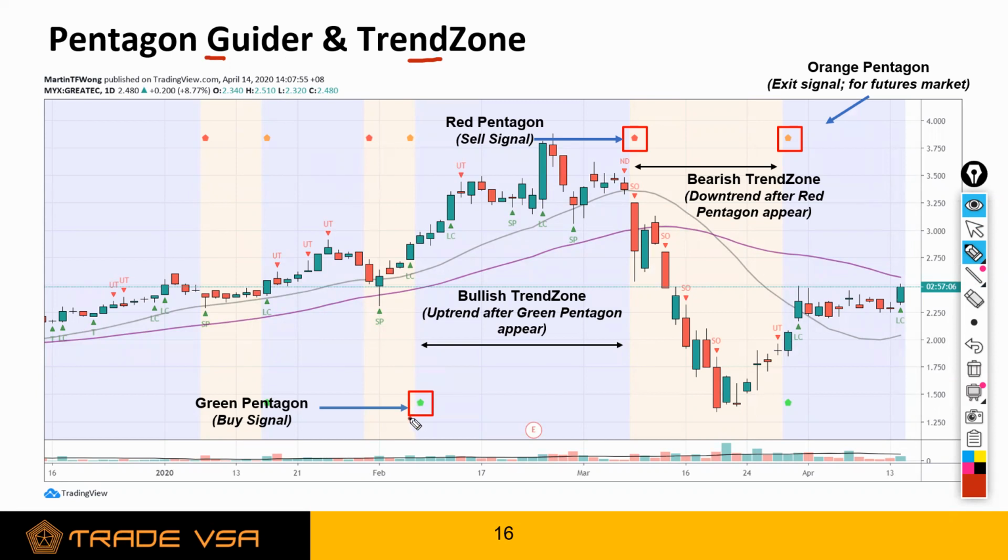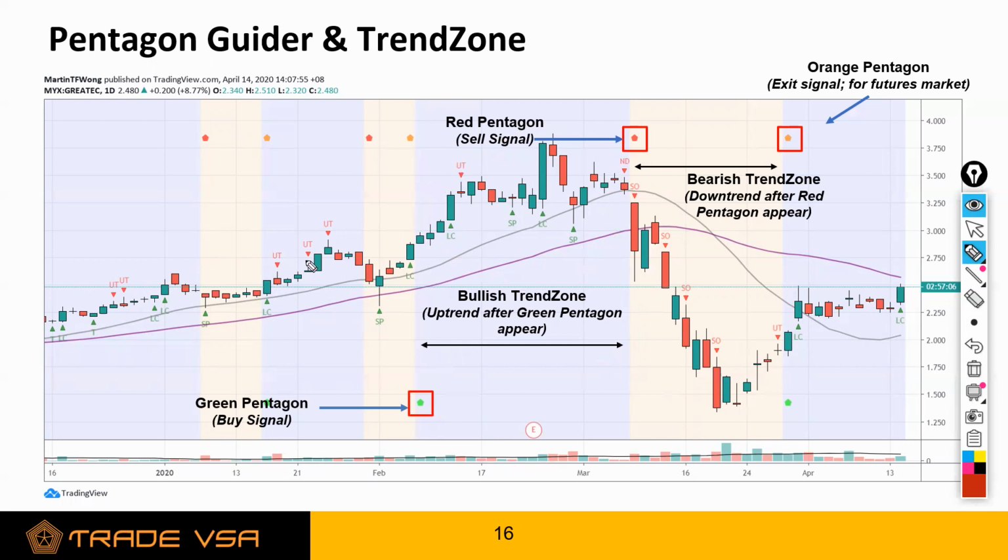So whenever the green pentagon appears here, the bullish trend zone will change to blue colors, which means that this area is considered bullish. Sometimes in my comments I will say to trade sound strength with green pentagon.